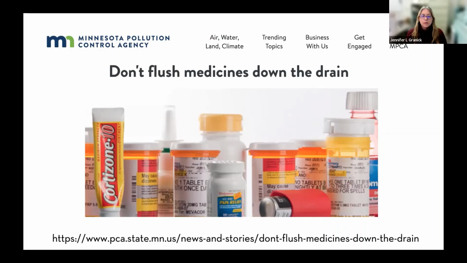And lastly, don't flush those antibiotics down the drain or down the toilet. Bring them to pharmacies that collect medications so that they can be disposed of properly and not get into the environment.